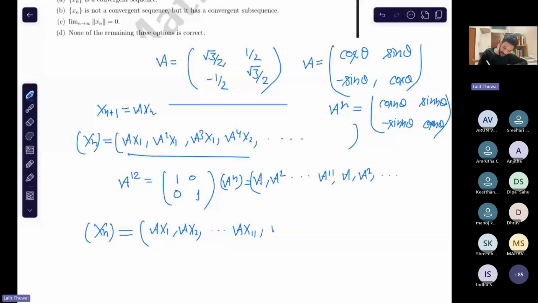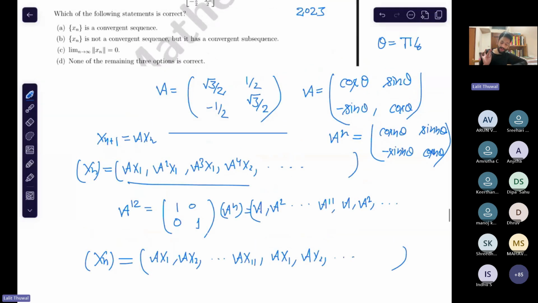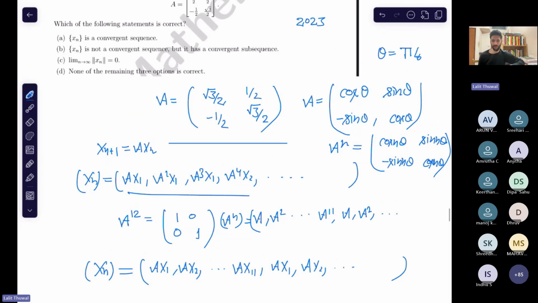AX1, then again A²X1, and so on. So now you have everything, right? What do you think about the convergence of this sequence? You have a sequence, right? X1 is a non-zero vector. AX1, AX2 need not be equal. You can pick some value of X1 and see it, right?